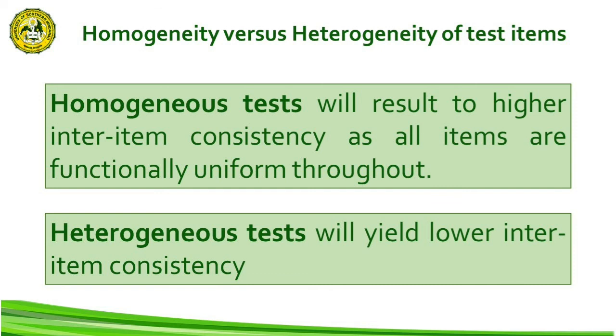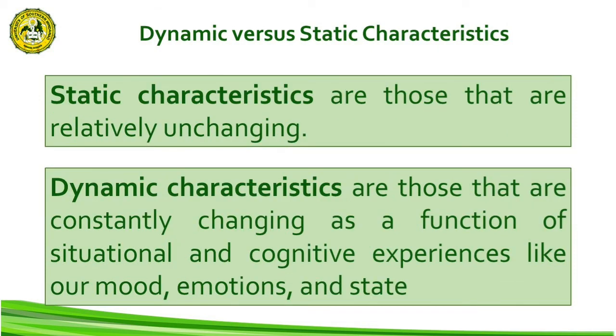So, yon. Second is the dynamic versus static characteristics. So, as defined, ang static characteristics are those that are relatively unchanging, like personality traits. The best estimate of reliability would be obtained from a measure of internal consistency. So, yon, internal consistency pa din, yung pwedeng, yung pinaka dapat gamitin or yung best measure to use when we test static characteristics. Kasi yun yung traits na hindi siya nag-change, unchanging siya.